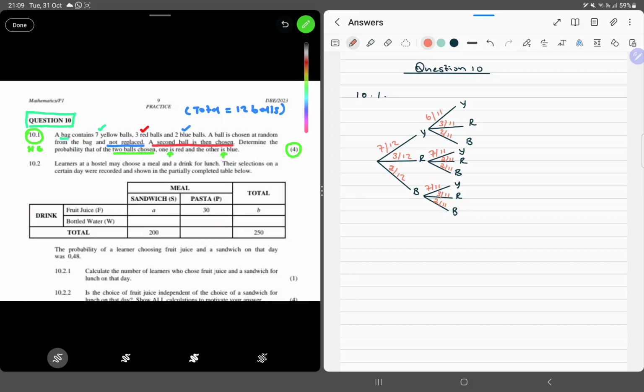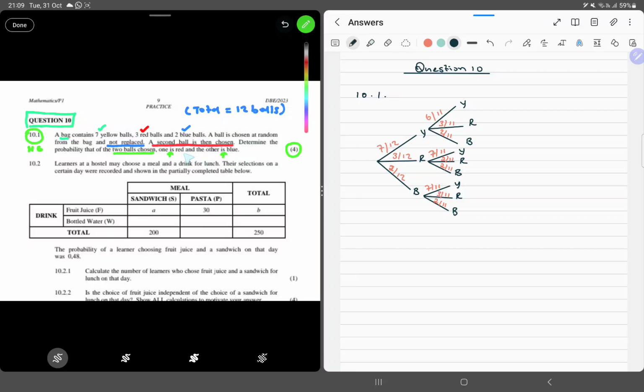At this point, it doesn't really help to worry about outcomes. If you're not given that instruction, just abandon that idea. We just wanted this as a tool to assist us. Now the question says, determine the probability that of the 2 balls chosen, one is red and the other is blue.